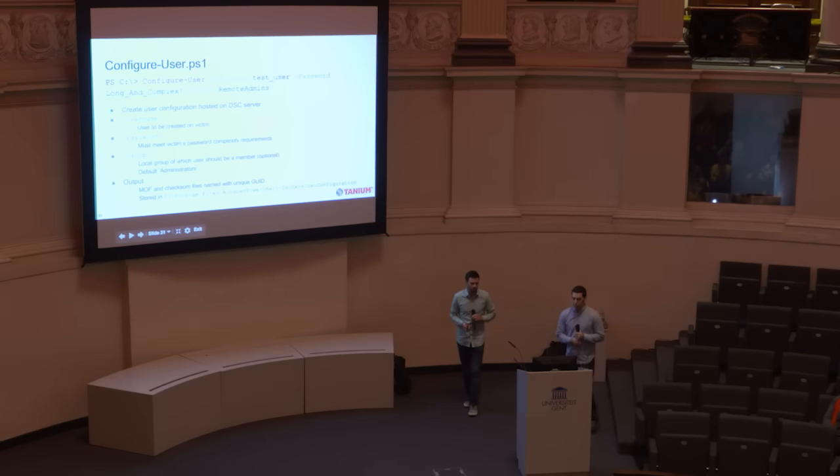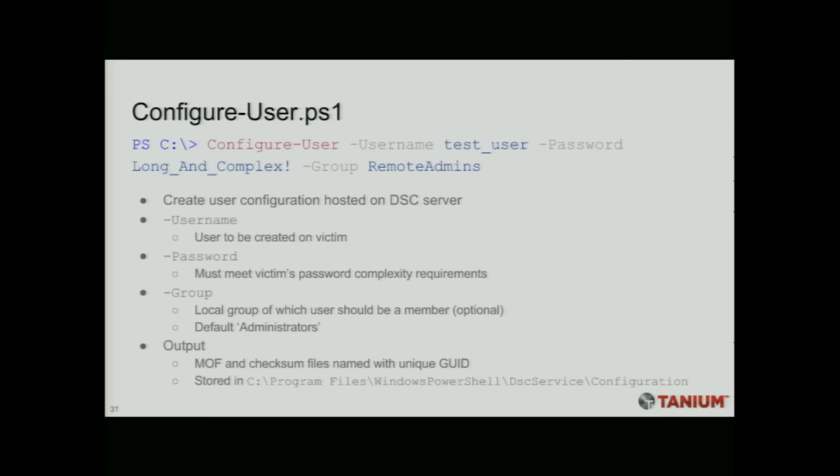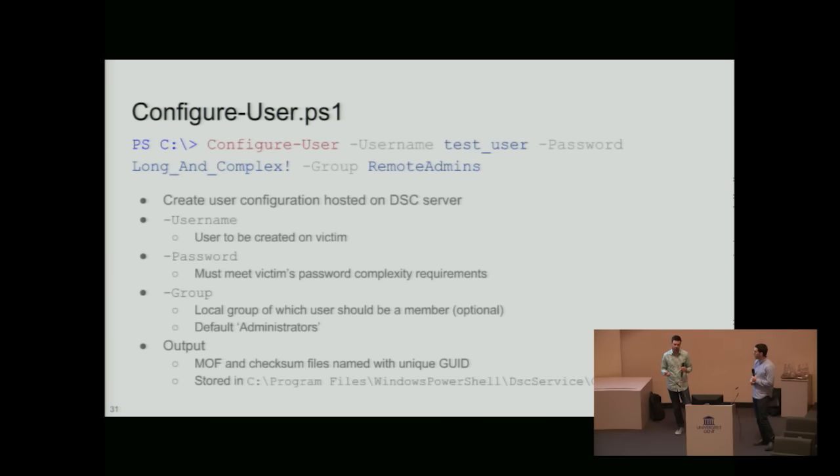And then just a quick definition of what the script is doing. You give it the username, you give it the password you wanted to use. Again, this password is stored in a PS credential object in the MOF, but it's in a clear text format. We did that so you don't have to pass certificates back and forth because that gets really messy. And then you can give an optional group where you can say any local group you want it to be a member of, but by default it's going to use administrators. From the output, you get the exact same thing as you would when you did the payload, where it generates the MOF and the checksum and then puts them in the correct location for you.